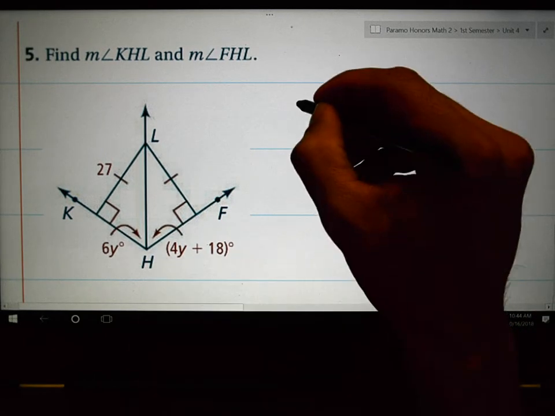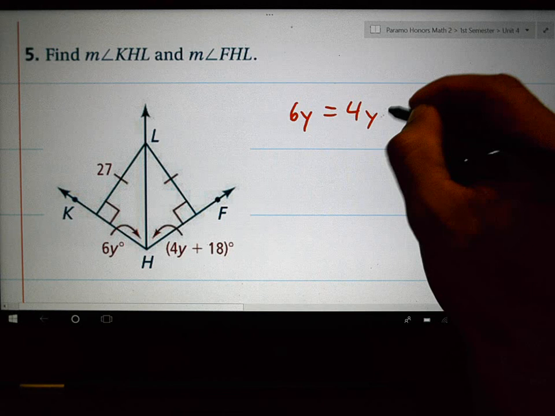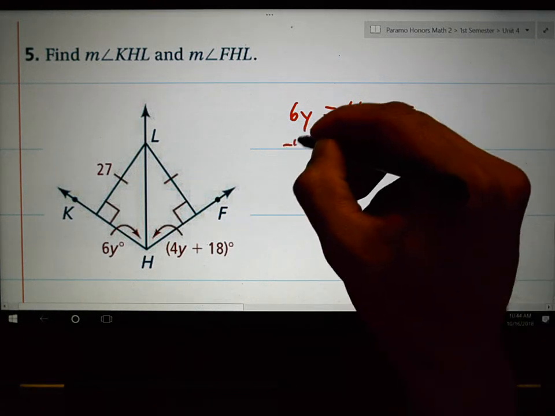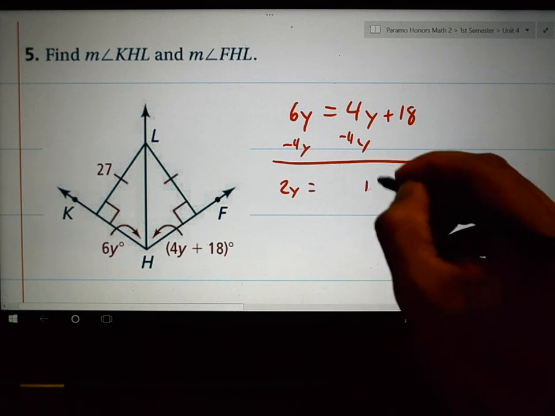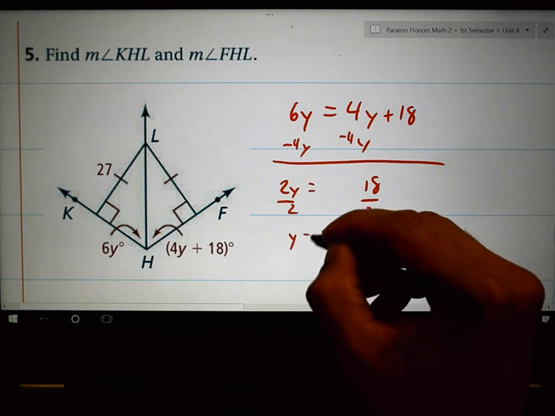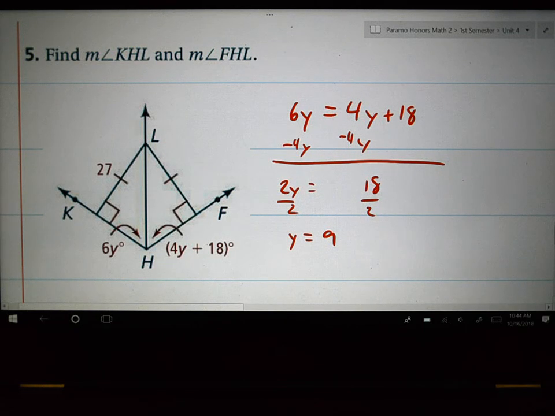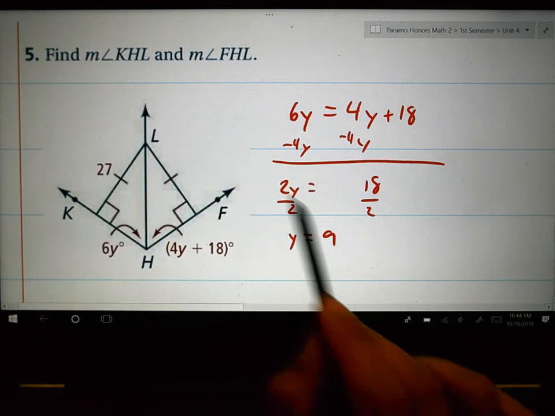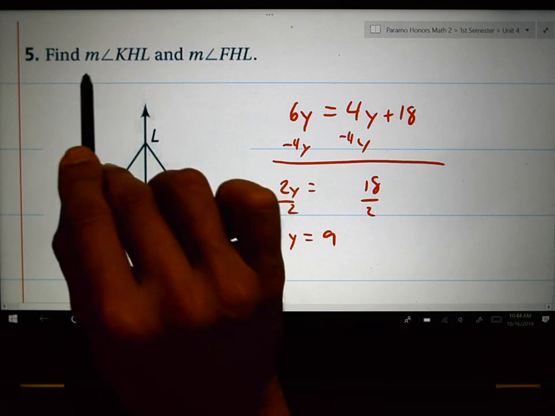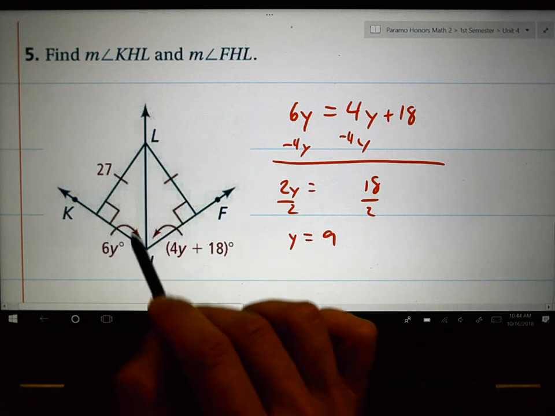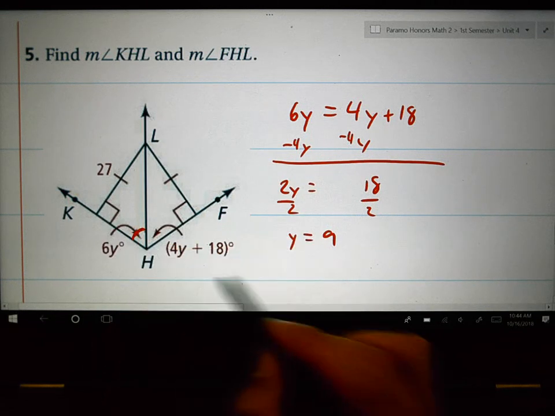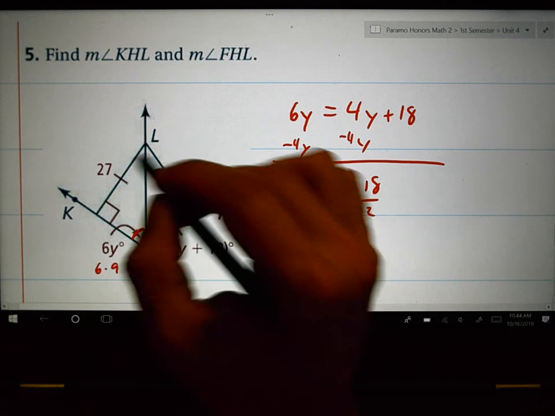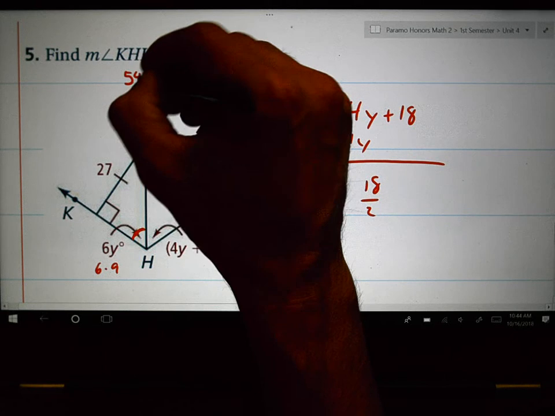Which means that 6y should be equal to the 4y plus 18. And then what do we do? We subtract the 4y. We divide by 2. We get what y is equal to. And then we always go back and read the question and say, hey, did it ask me to find y? And it didn't. It said find the measure of KHL. KHL is this angle right here. It's 6 times y. So 6 times the 9 means that that angle is 54 degrees.